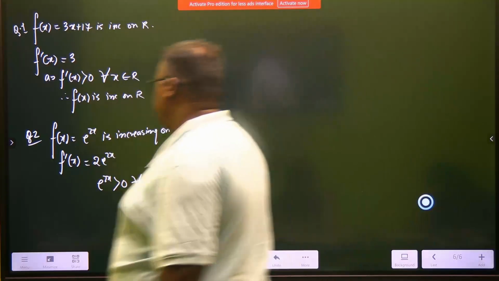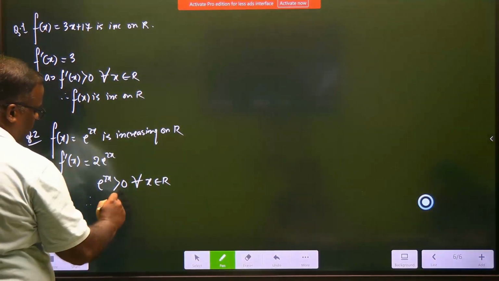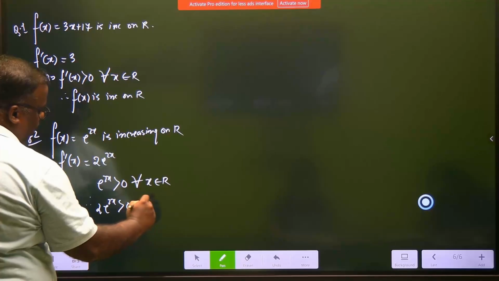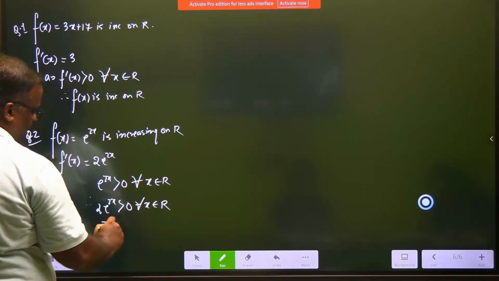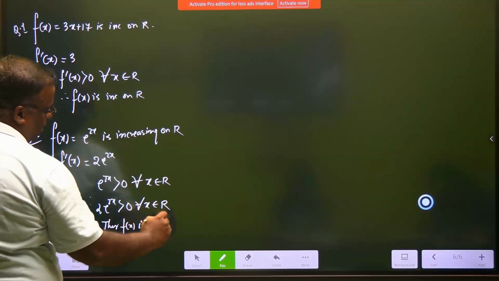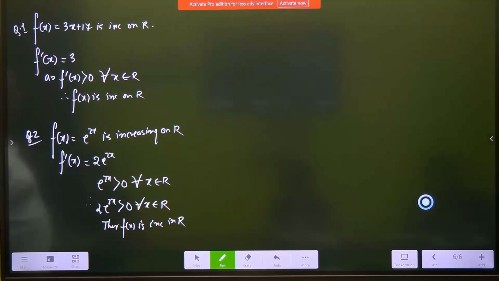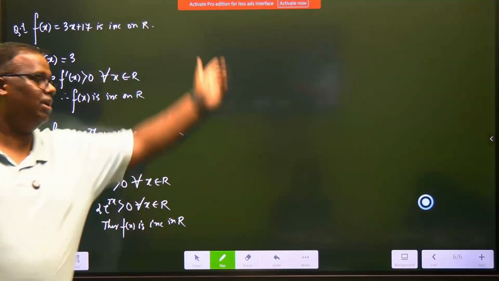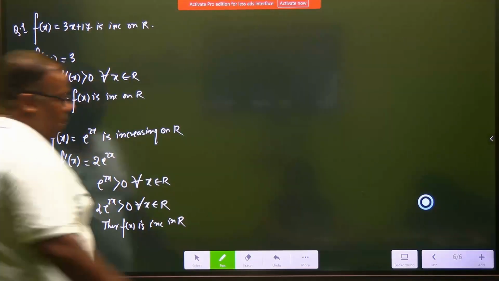e to the power 2x is greater. Therefore, 2e to the power 2x is also greater than 0 for every x belonging to R. Thus, f(x) is increasing in R. Exponential function is always an increasing function. That's why the coronavirus is shown like this. It's an increasing function and it will go on increasing.